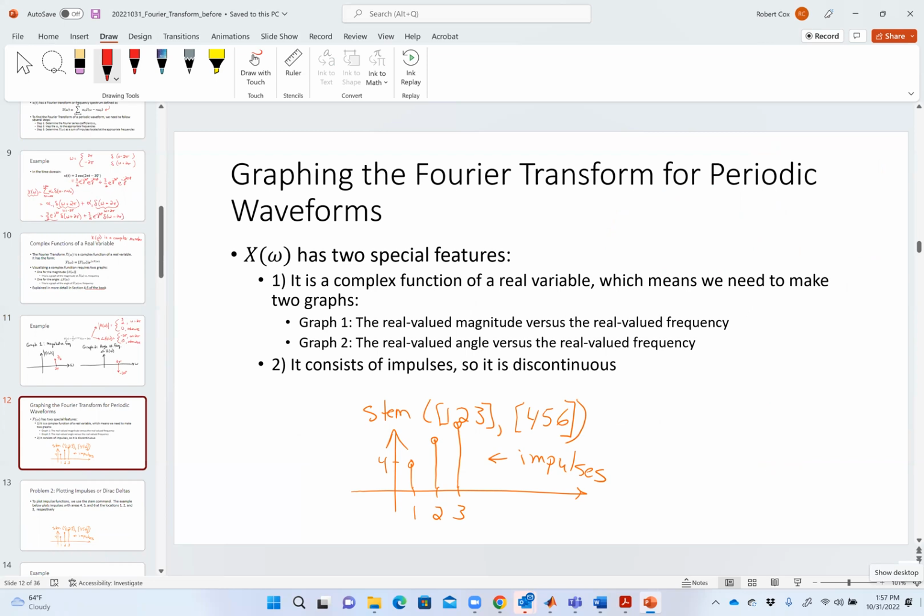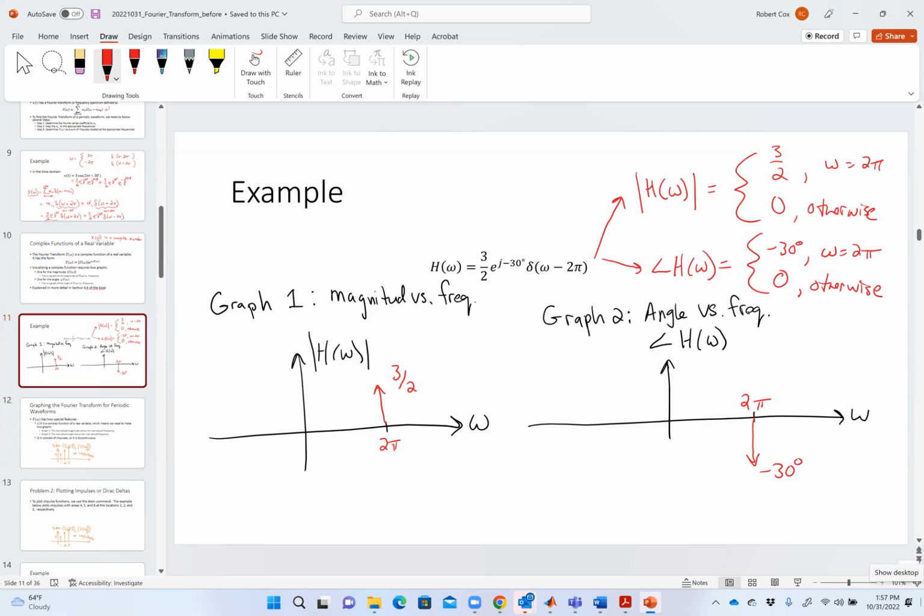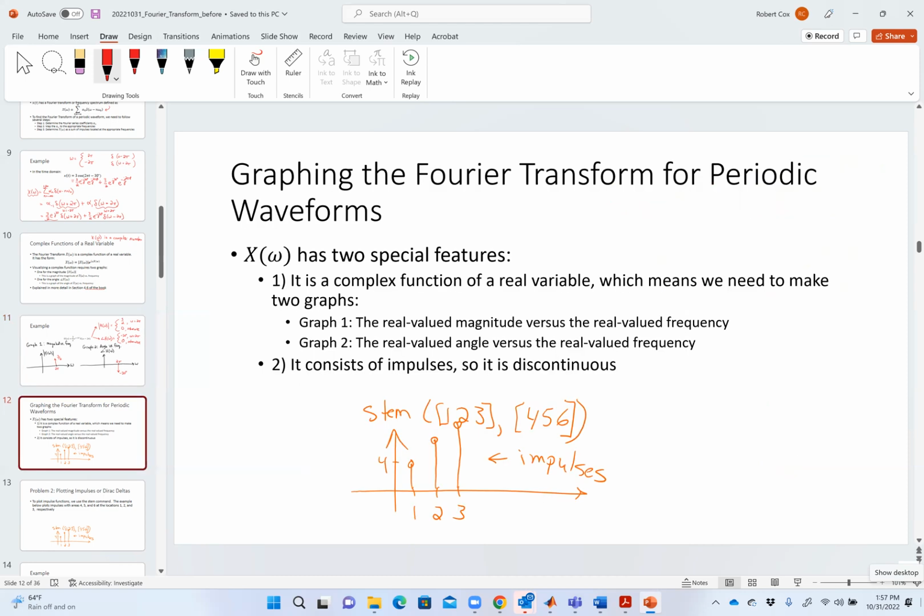So I've got to draw the real valued magnitude. The magnitude is a real number, and the angle is a real number. I can't plot a complex number versus a real input. So what I do is I make two graphs. One graph is the real valued magnitude versus a real valued frequency, and the other one is the real valued angle versus the real valued frequency.